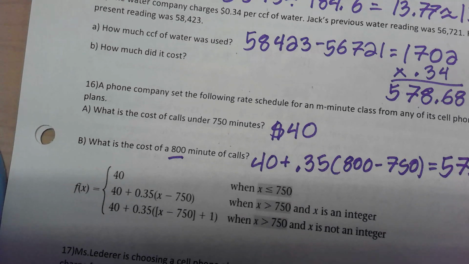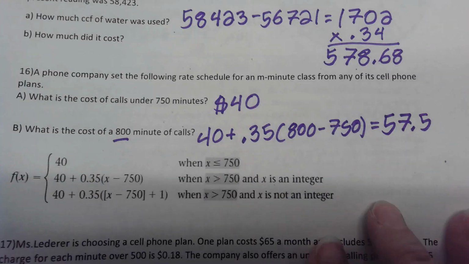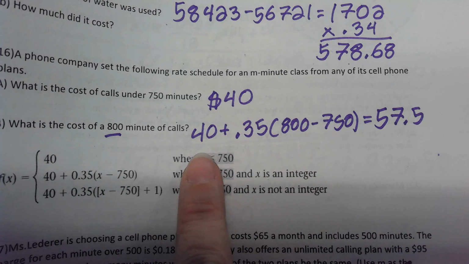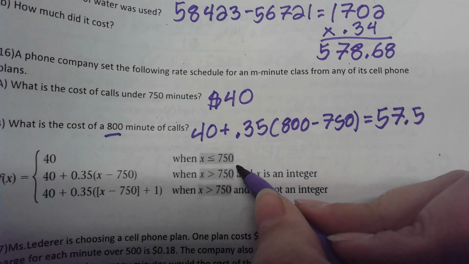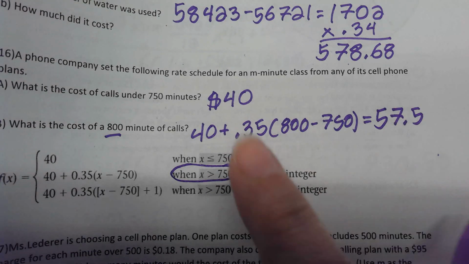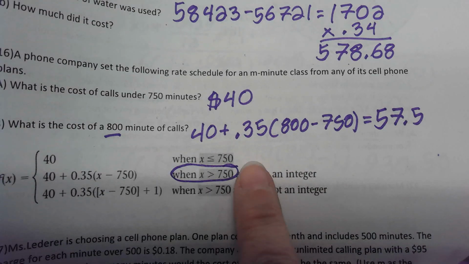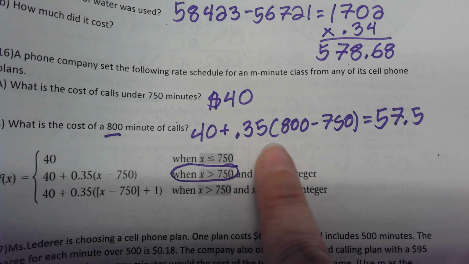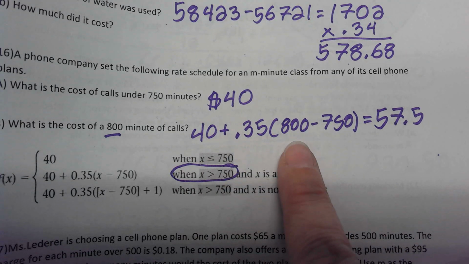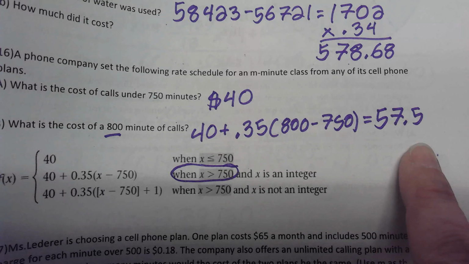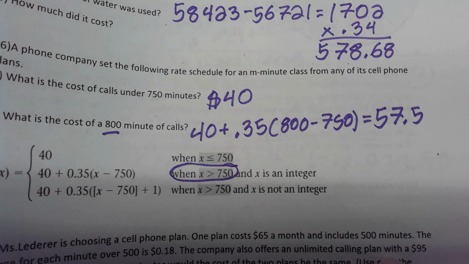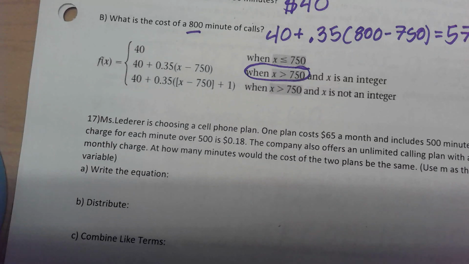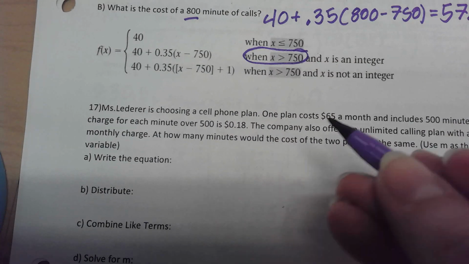That was awesome. Okay, so this one, the first one under 40, 750 is going to be 40, and then for 800, it's going to be this one. Okay, so it's a whole minute, so we're going to use this one. So it's going to be 40 plus 30 cents times 800 minus 750, and we get the cost would be $57.50.